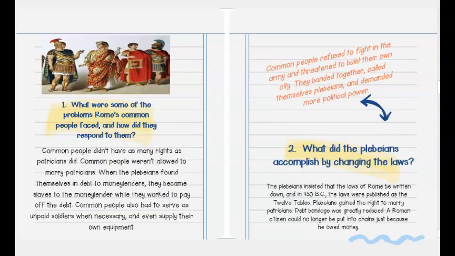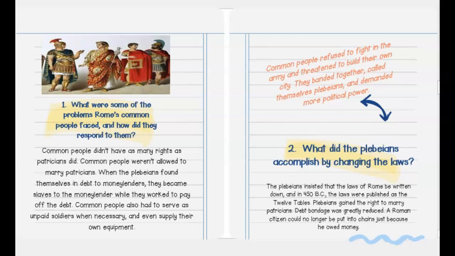Question number 1. What are some of the problems Rome's common people faced and how did they respond to them? Common people didn't have as many rights as patricians did. Common people weren't allowed to marry patricians. When the plebeians found themselves in debt to moneylenders, they became slaves to the moneylender while they worked to pay off the debt. Common people also had to serve as unpaid soldiers when necessary and even supply their own equipment.